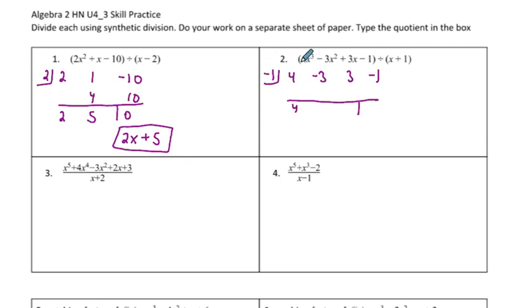Now, negative 1 times 4 gives us negative 4. Negative 3 minus 4 gives us negative 7. Negative 1 times negative 7 is 7. 3 plus 7 is 10. Negative 1 times 10, negative 10. Negative 1 minus 10, that's where we get our negative 11.